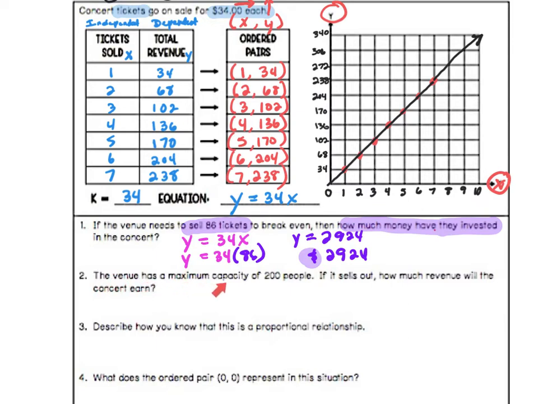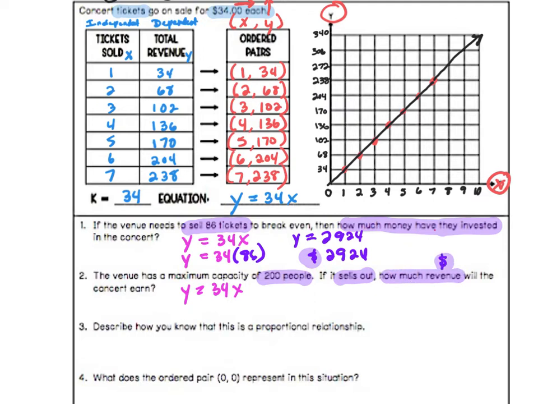The venue has a maximum capacity of 200 people. If it sells out, how much revenue, that means money, will the concert earn? So when they say the maximum capacity of 200 people, well, people would be buying these tickets. So they're really talking about selling 200 tickets. So we're going to go back to our equation, Y equals 34x. And again, even though they're mentioning people to us, people are who buy the tickets. And they said the word sells out, so they're talking about tickets. And the question is, how much revenue, which is another way of saying money.